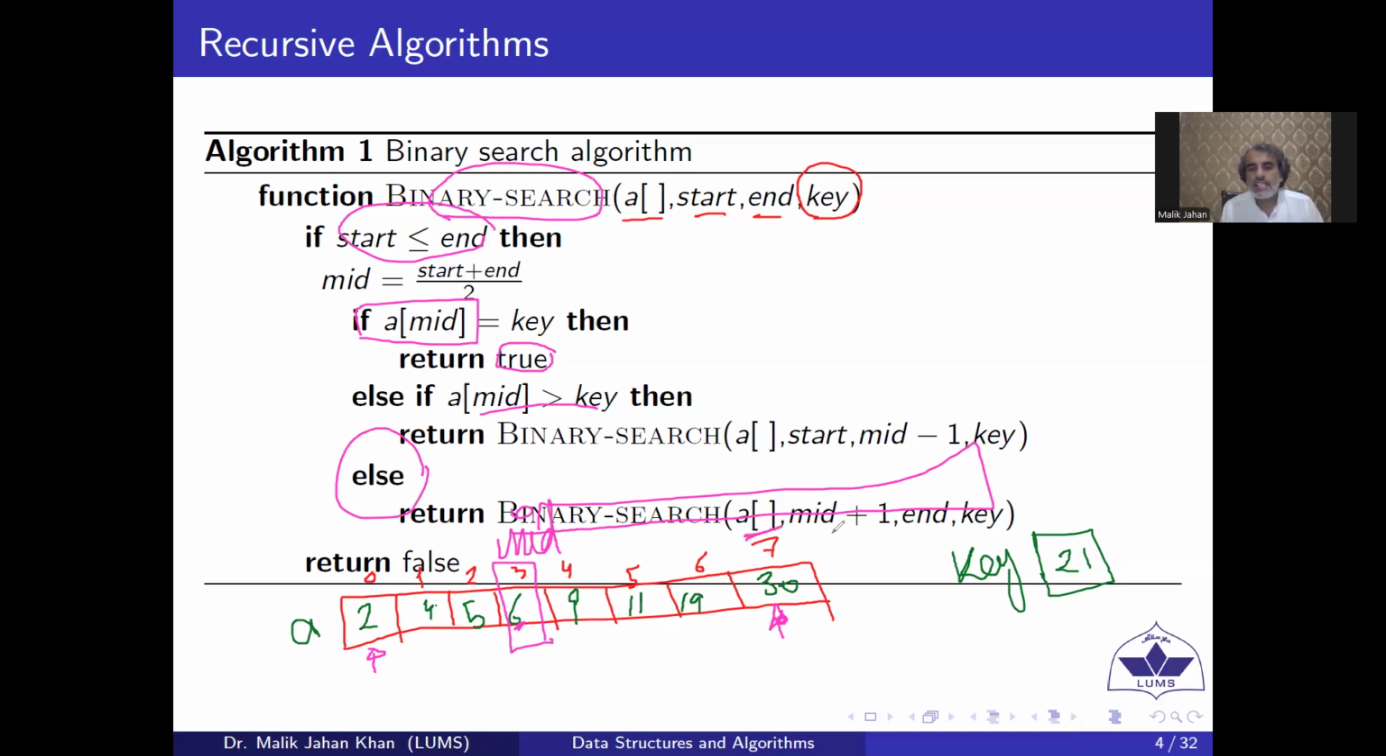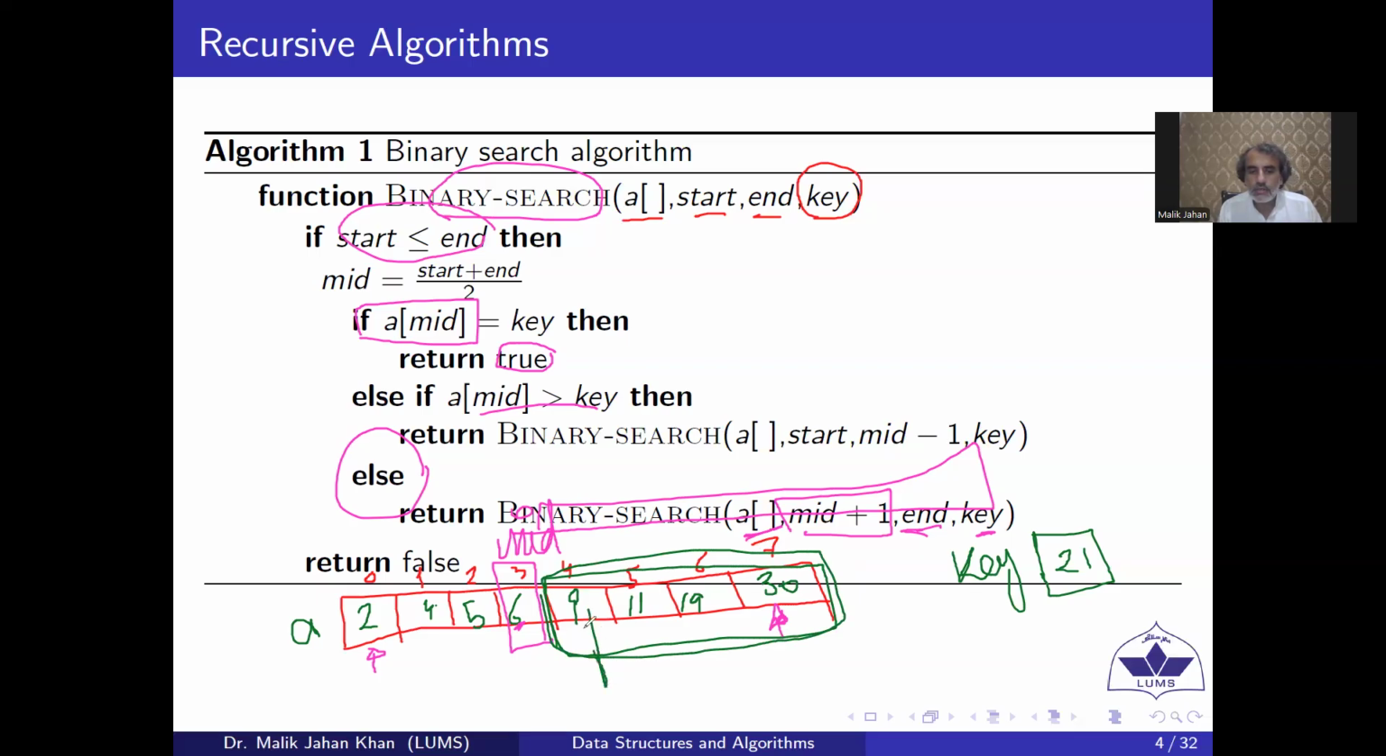We are calling the same function binary search, and we're passing the same array over here. But this time our start index is mid plus 1, and end index is same as it was previously given to us. Key is same as it was in our previous call. So the only thing which is changing in this call is the start point. So that essentially means that we confine our search space to this part of the array, because our mid was index number 3. So mid plus 1 is now the new start.